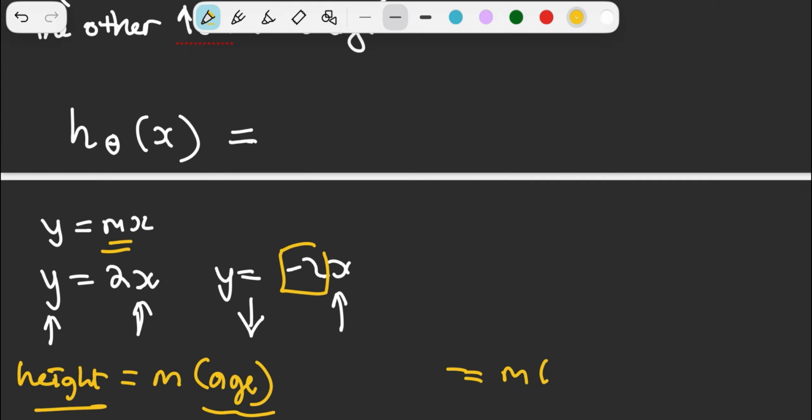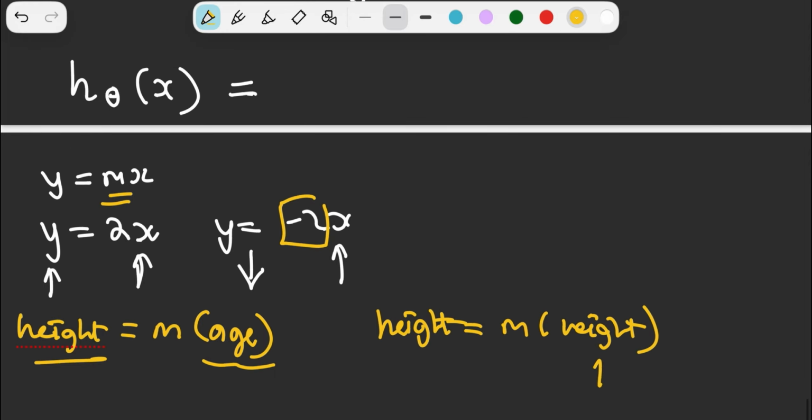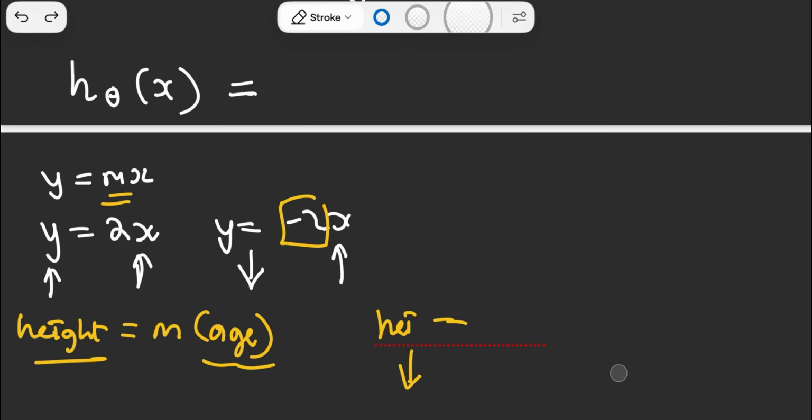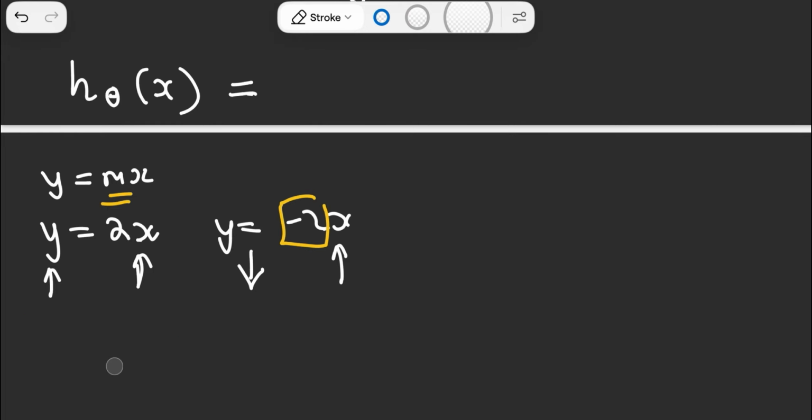It's possible. Or you can say height is equal to m times weight. So what this means is that if you increase the weight of the person, the height might go down. So you can see here that if the weight increases a lot and the height actually decreases, m has to be some sort of fraction. Having this parameter behind every input feature helps us in understanding the relationship between that input feature and the specific outcome that we want.